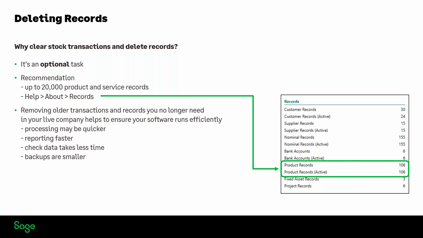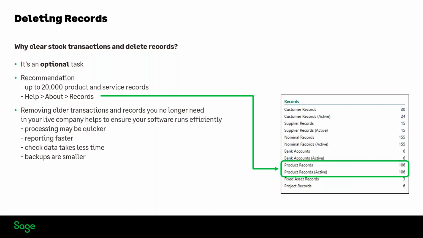Now, the idea of removing all the transactions and records that you no longer need from your live company just helps to ensure your software runs efficiently. I'm sure even with a handful of transactions like I've got, it's going to be that little bit slower compared to having next to nothing. So the more data you have, the longer processes are potentially going to take. Even though I see some massive data sets and, assuming you've got the hardware to support that, it still runs reports really quickly. But yeah, it's going to run that bit more efficiently the less information you have.